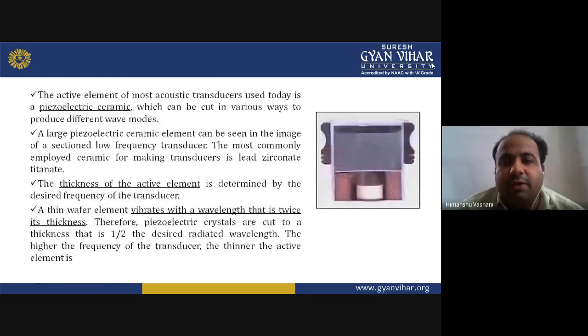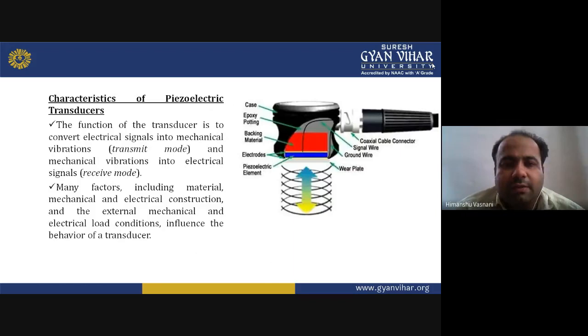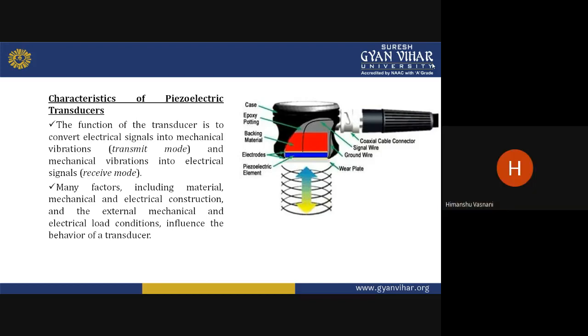The characteristics of piezoelectric transducers. The function of a transducer is to convert electrical signals into mechanical vibrations when it is in transmit mode, and mechanical vibrations into electrical signals when it is in receive mode. So the transducer acts in two modes, one in transmit mode and one in receive mode.